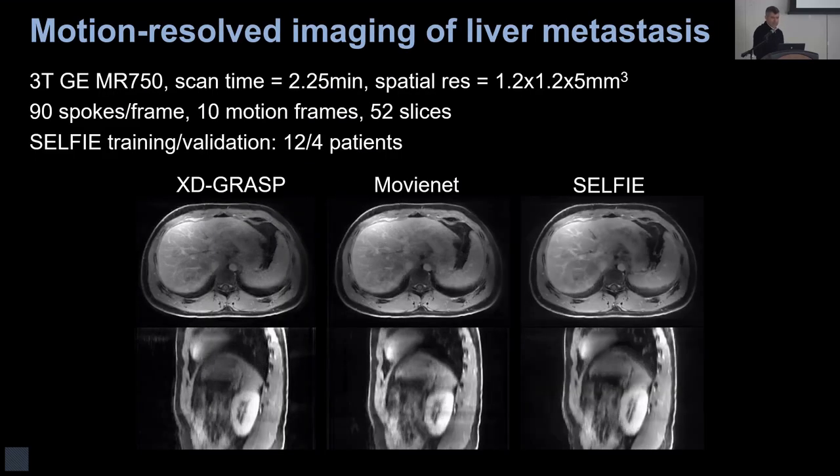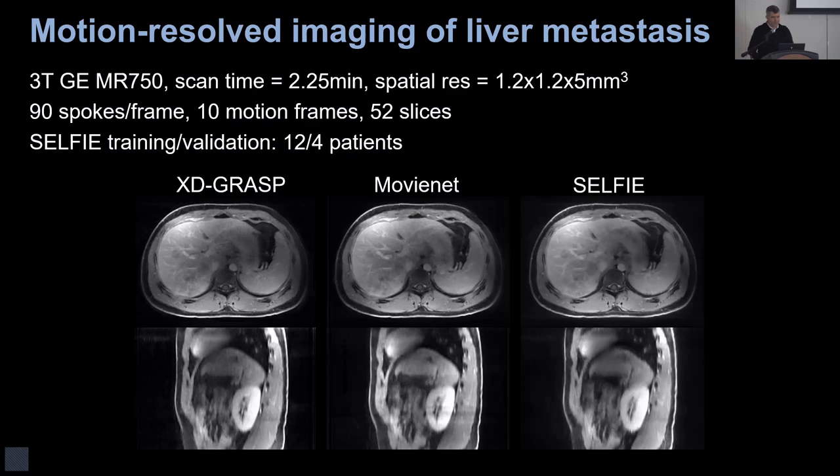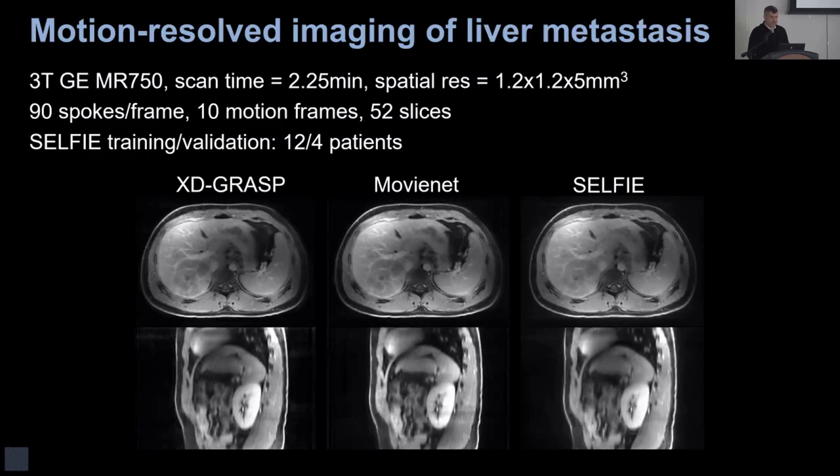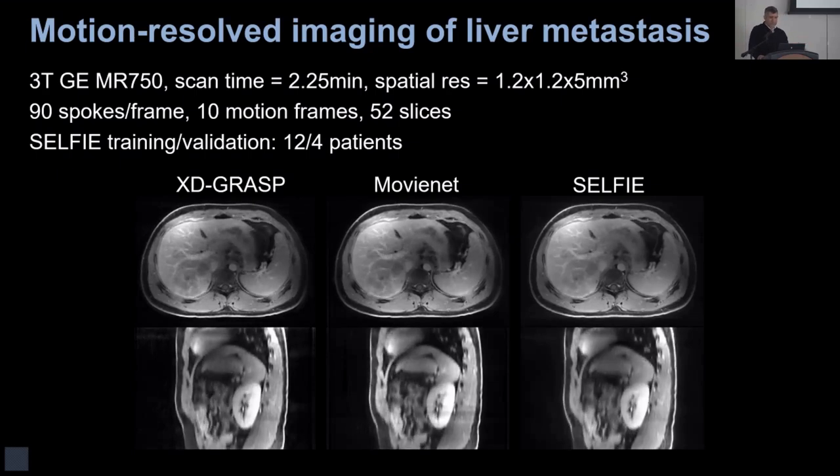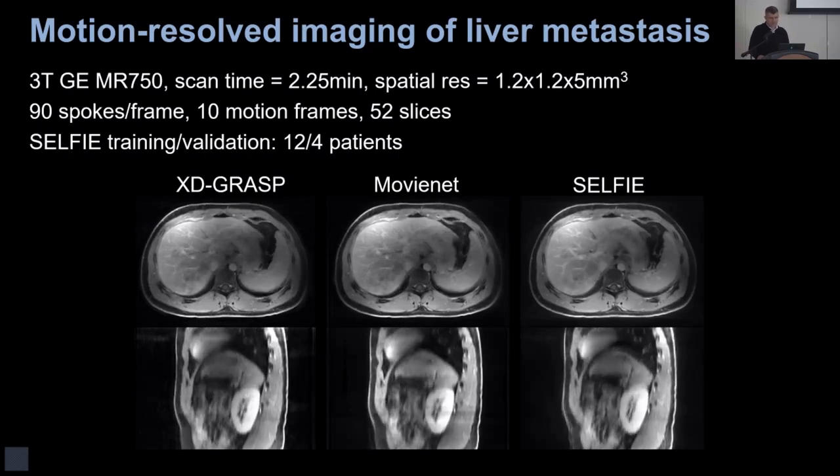All right. This is one last example also to show motion resolved imaging, in this case with 10 motion frames. It's showing a patient with liver metastasis. So usually, one of the main applications in cancer for liver MRI is to detect liver metastasis, where we're doing a better job than CT on the detection of liver metastases. And so this will enable us to do it during free breathing. Okay.